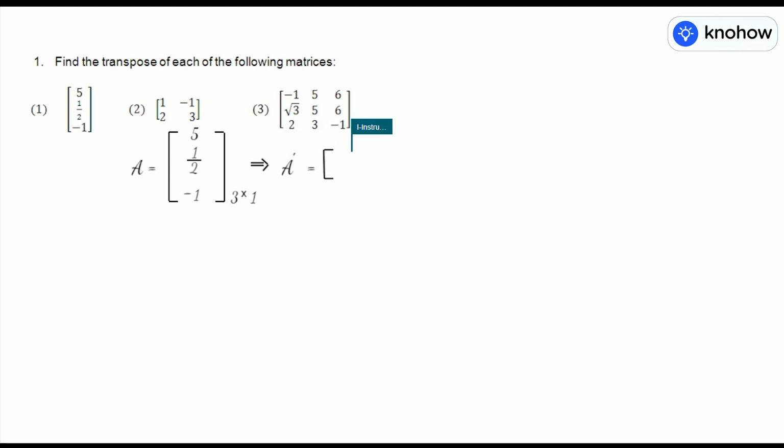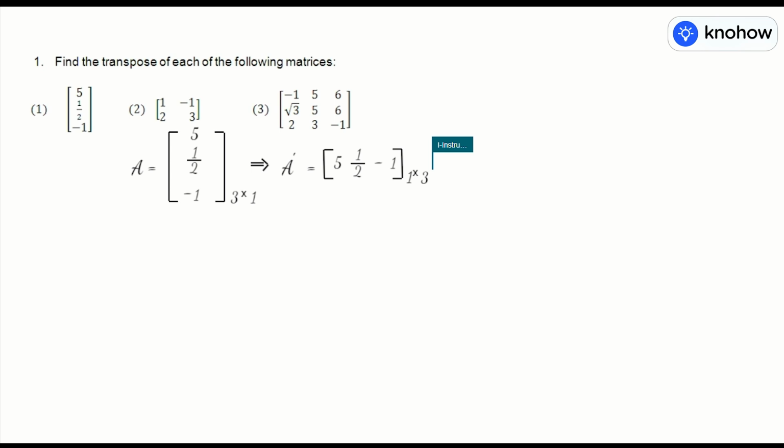You know, the element of first row you write in the first column. So it is 5. It has got only one element in the first row, so it will be only one element in the first column. The element of second row is half, and the element of the third row, minus 1, will go to the third column. So the A dash will be 5, half, negative 1. That means it has got only 1 row and 3 columns. So if A has 3 rows and 1 column, A dash has 1 row and 3 columns.